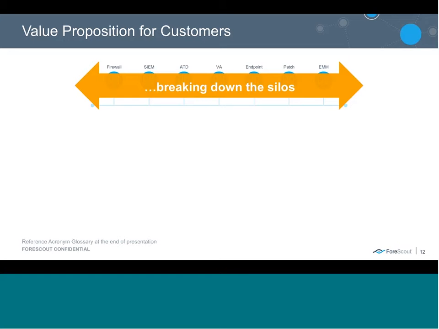And ForeScout Counteract breaks down those silos and gets those departments, gets those products talking to each other and working together, and makes them smarter. So by implementing Counteract with an extended module to these different products, everybody gets smarter, and it can reduce the workload on your security team.